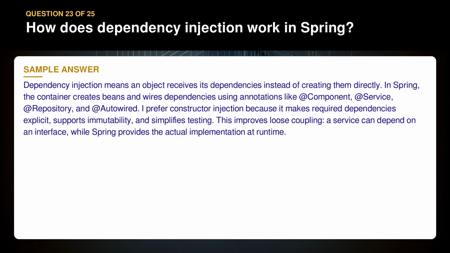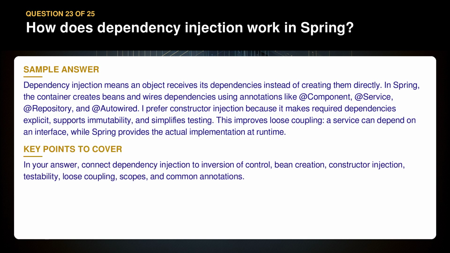In Spring, the container creates beans and wires dependencies using annotations like @Component, @Service, @Repository, and @Autowired. I prefer constructor injection because it makes required dependencies explicit, supports immutability, and simplifies testing. This improves loose coupling. A service can depend on an interface, while Spring provides the actual implementation at runtime.